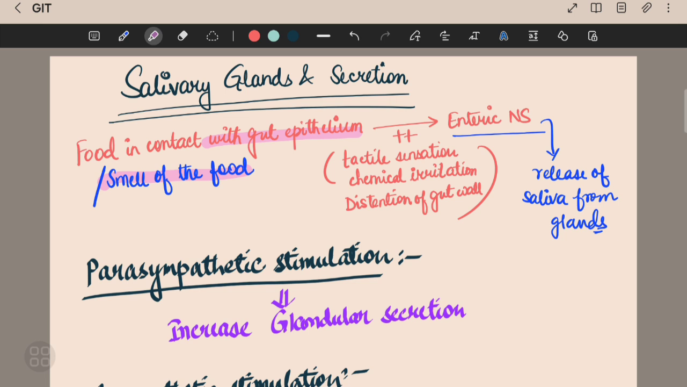Whenever the food is in contact with the gut epithelium, the enteric nervous system gets activated and there is release of saliva from the glands. That sensation could be a tactile sensation, chemical irritation, because these food substances are chemicals, or distension of the gut wall. Distension also happens when you have taken an extra amount of food, so automatically the enteric nervous system will get activated. That is very important.